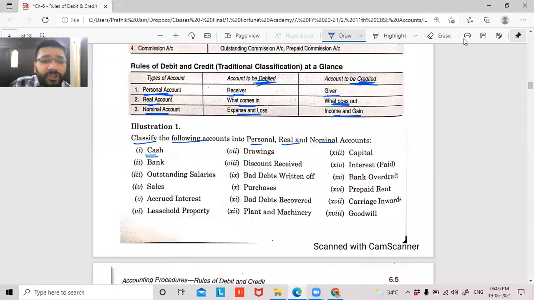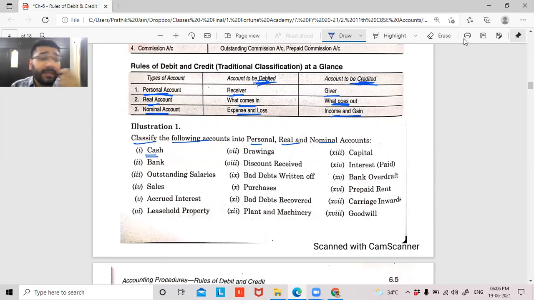Please tell me, cash. What is cash? Personal, real, or nominal? Nominal. Okay. From cash, can you get the flavor of income and expense? Or are you getting the flavor of assets and liabilities? Cash would be real because cash is an asset, right? Absolutely. Cash is not your income.